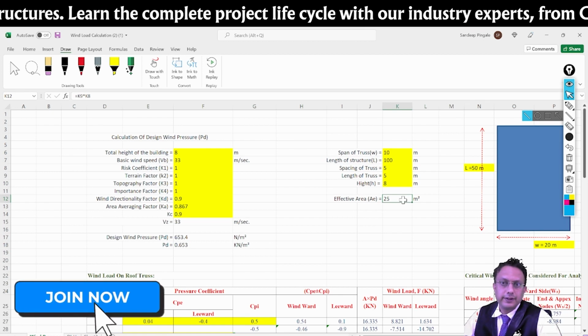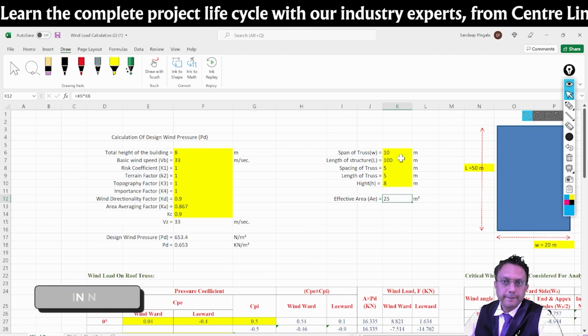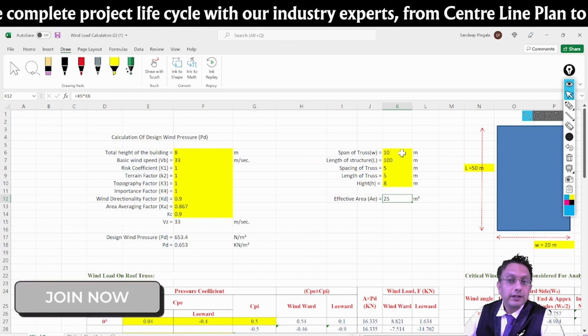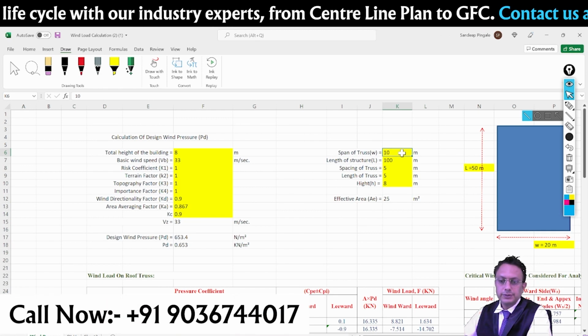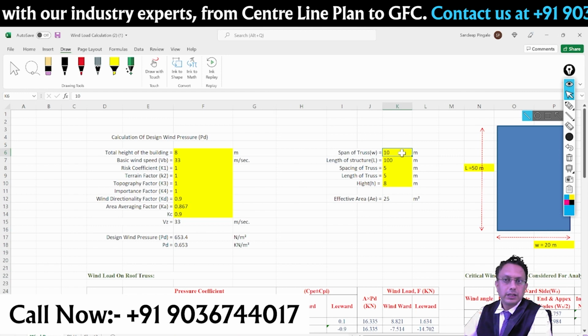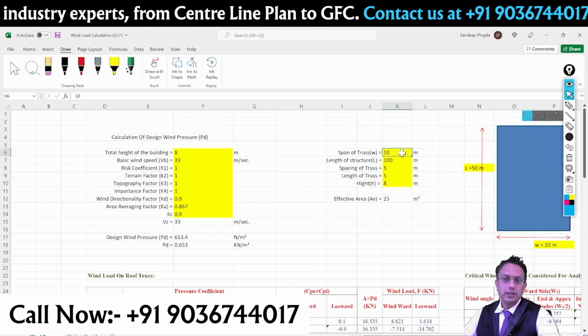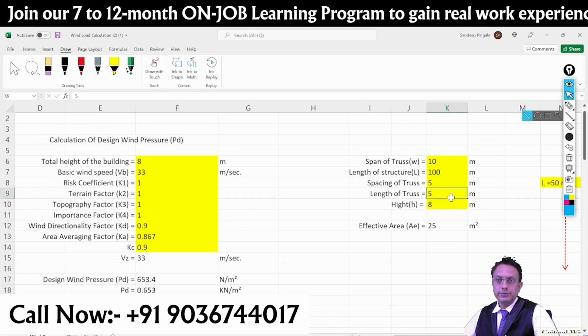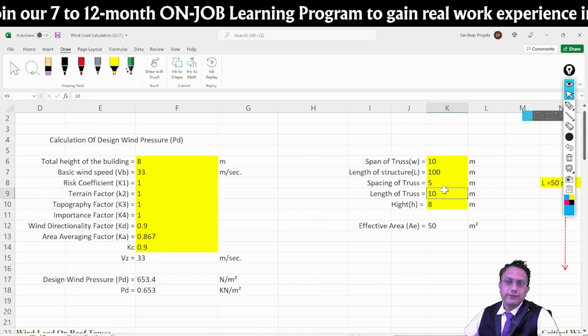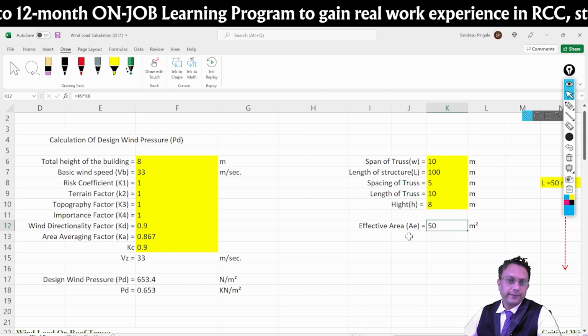Okay. How much is it? Yeah, this one, sorry. Yeah, so effective area is 10 into 5, which is 50.